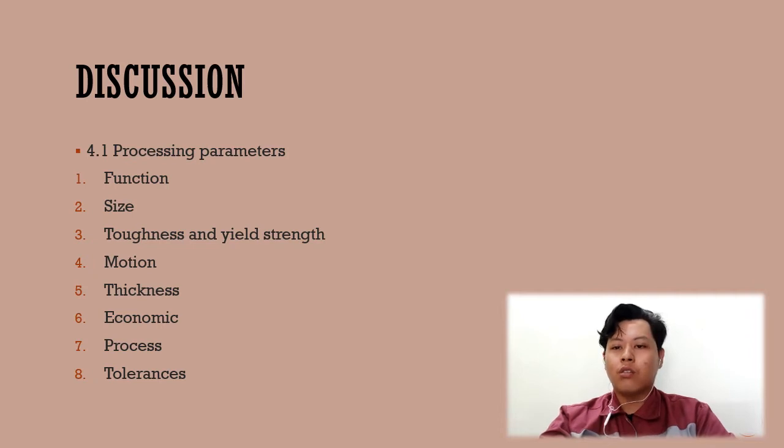Okay, today I want to talk about processing parameters. There are 8 processing parameters, which are the function of the syringe, the size of the syringe, the toughness and the yield strength of the material that we choose, the motion of the syringe, the thickness of the syringe barrel, the syringe economics, the process that we choose, and the last one is the tolerances.